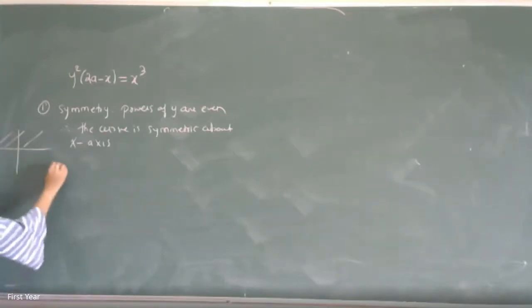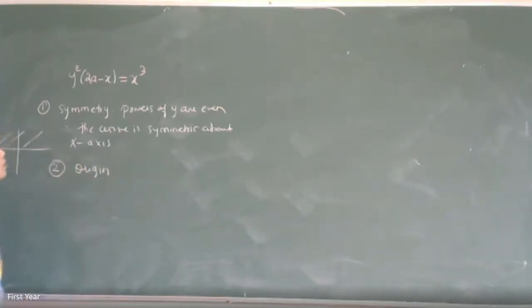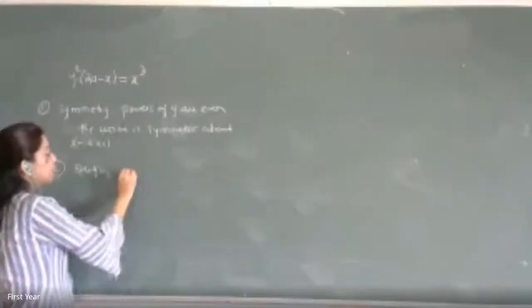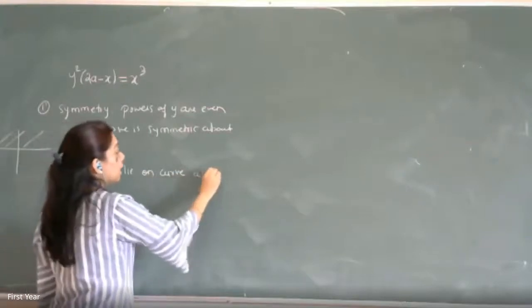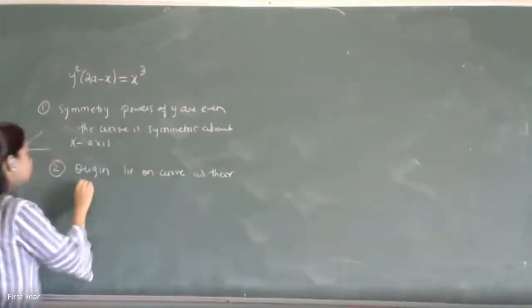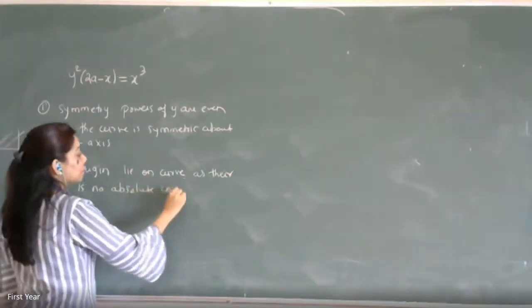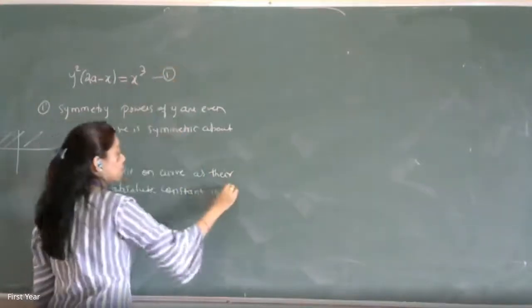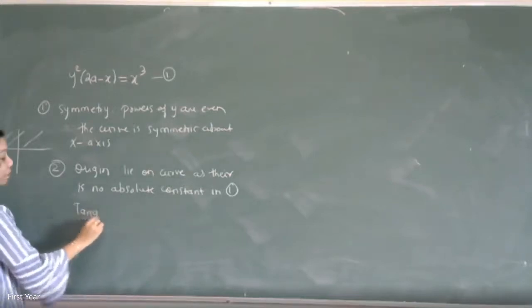Second point is whether the origin lies on the curve or not. Is there any absolute constant in the equation? No, there is no absolute constant. Very good. So the origin lies on the curve as there is no absolute constant.